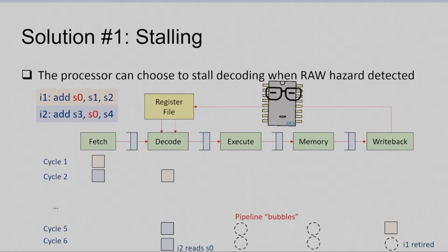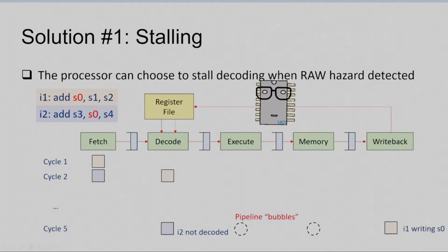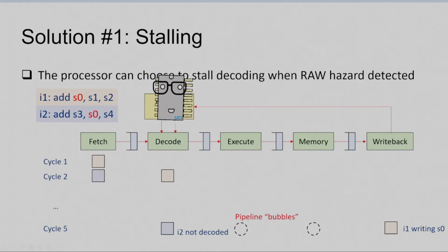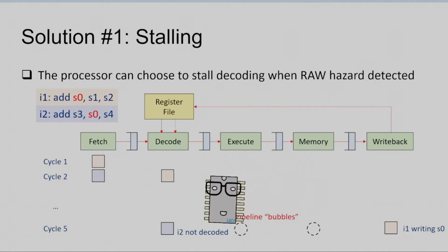So let's go back. Instruction 1 here wants to write to S0. Instruction 2 wants to read from S0. So in a processor implementing stalling, instruction 2 is going to be stuck inside the decode stage. It's going to wait to read from the register file until instruction 1 actually finishes writing to S0.